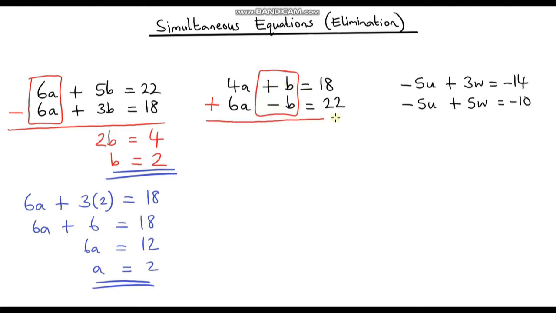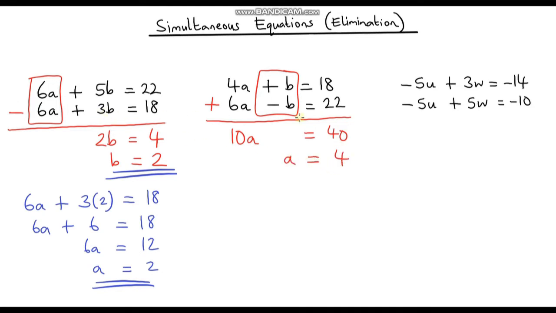So let's do that. On the left hand side, we've got 4a plus 6a, which gives us 10a. And now we've got b plus negative b. Well, b plus negative b is 0. They just disappear, which is what we want. And now on the right hand side, we've got 18 plus 22, which gives us 40. So if we divide both sides by 10, we get a is equal to 4.